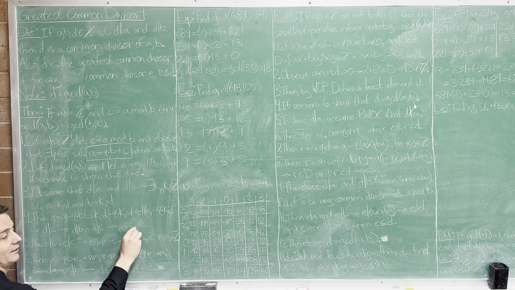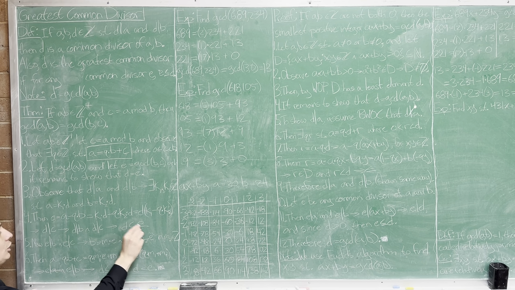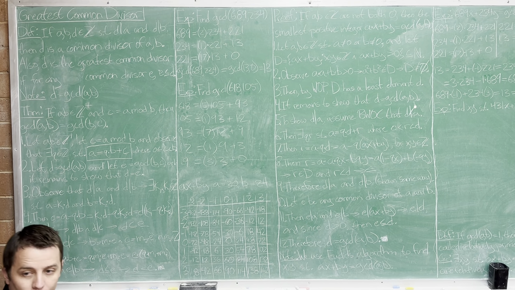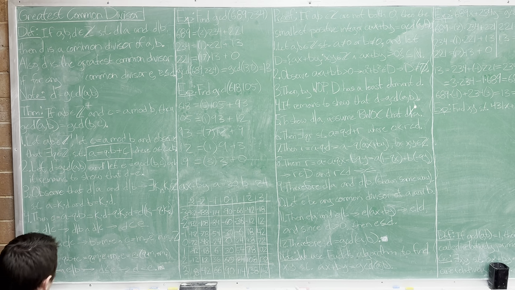Therefore, D is less than or equal to E. E is the greatest common divisor of B and C. D is a common divisor of B and C. Therefore, D is less than or equal to E. Okay. That makes sense. Cool. Now we're going to do the exact same thing. I'm basically going to prove that E is a common divisor of A and B, and therefore E is less than or equal to D, and therefore they're equal to each other.